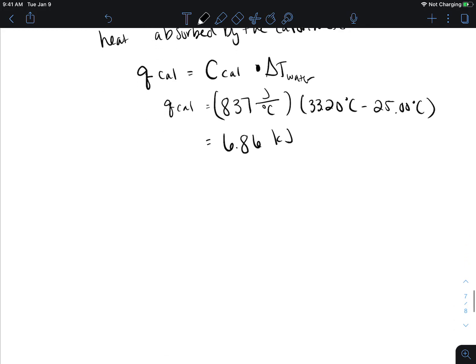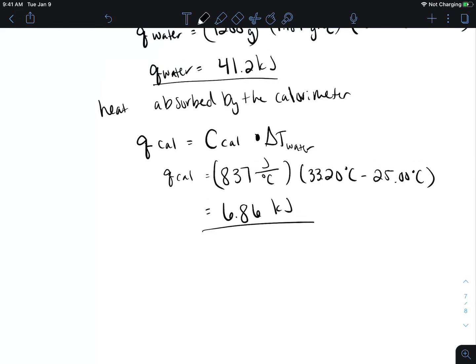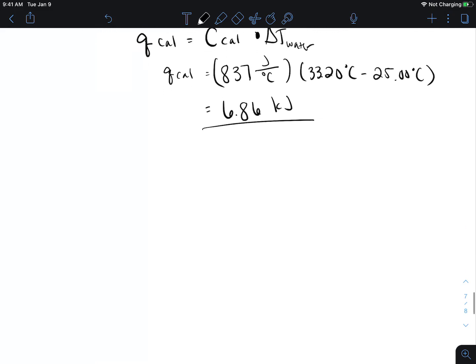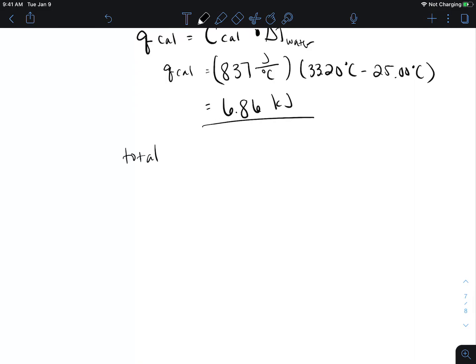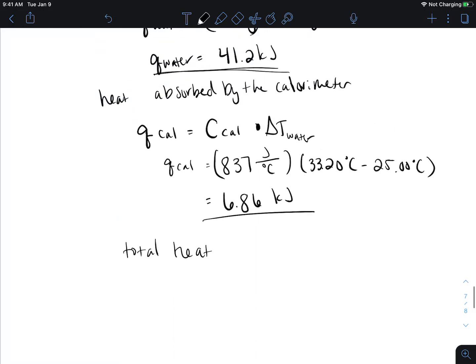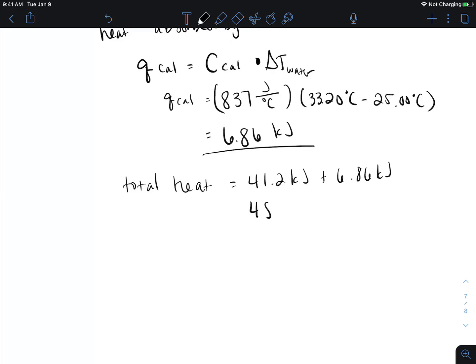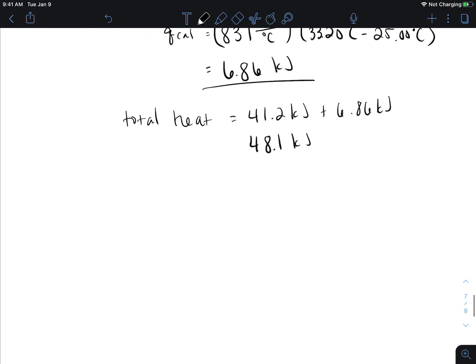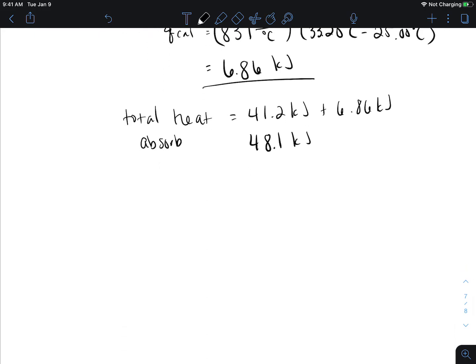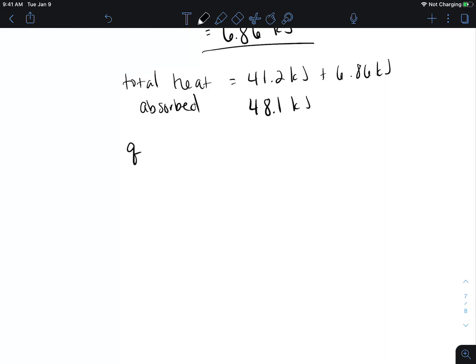To determine our total amount of energy, we take the heat absorbed by the calorimeter and the heat absorbed by the water, and combine them. So total heat is going to be 41.2 kilojoules plus 6.86 kilojoules, giving us 48.1 kilojoules. This is total heat absorbed, and this heat absorbed was released by the burning of our octane. So our Q of our reaction will be equal to negative 48.1 kilojoules, a change in the sign because we're going from an absorption of heat to a release of heat.